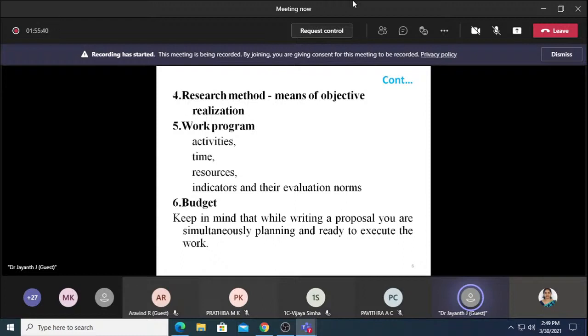Next, work program. While writing the work program, you need to have some sets called activities. So what is that? List the activities either day wise, or it can be year wise in structure. Second, resources. You need to specify what type of resources you have or which are available. Third one is time. Specify the activity wise time frame. Next, indicators and the evaluation notes.